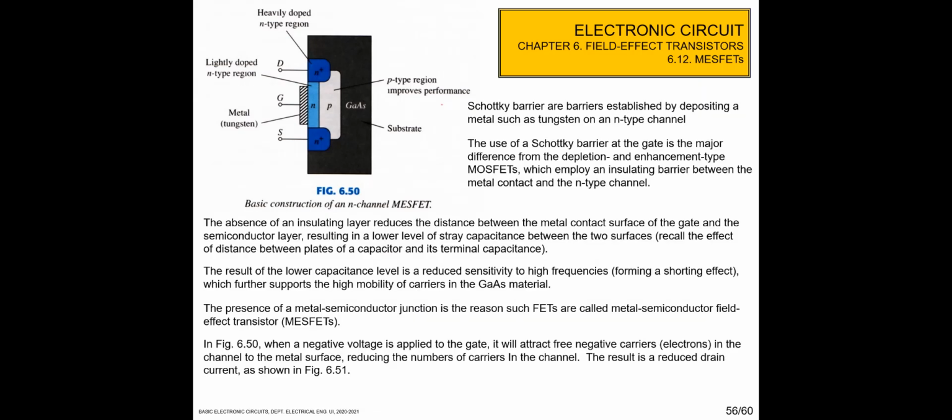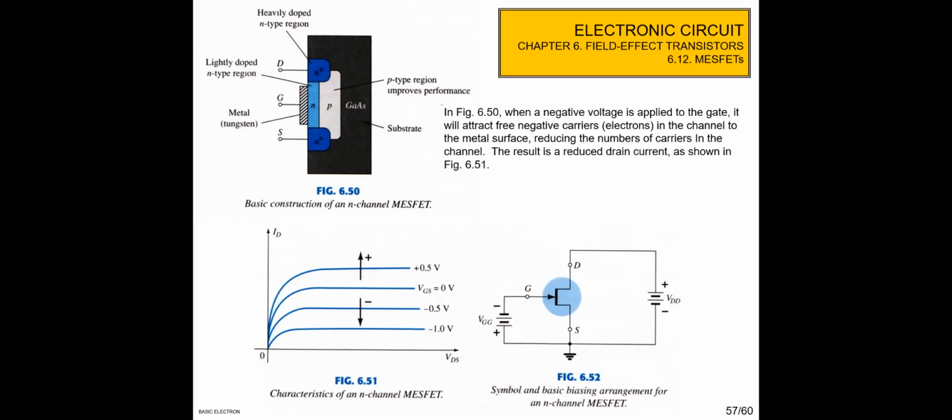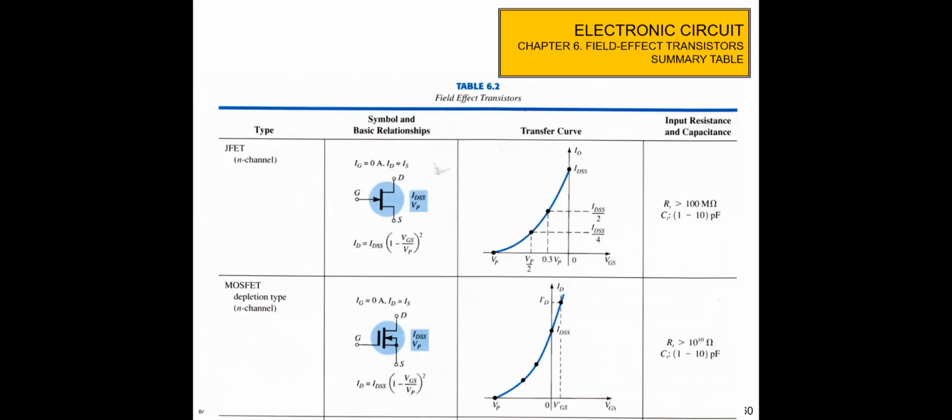Okay, and then the last one is MESFET. MESFET is metal semiconductor FET. The difference is we don't have any insulator below the gate. So this is the gate, and then this is the metal. Below the gate there is no insulator, so we call it a MESFET. And then the device characteristic is similar to the JFET.